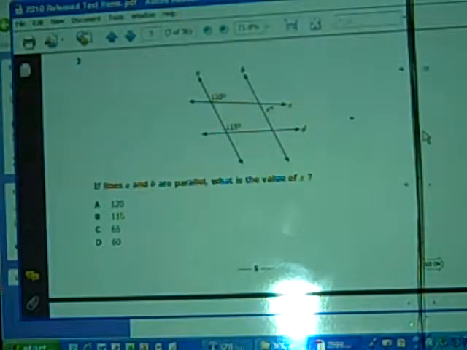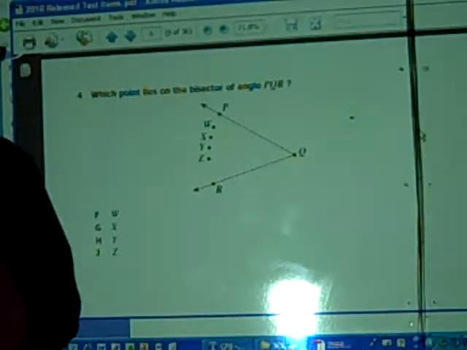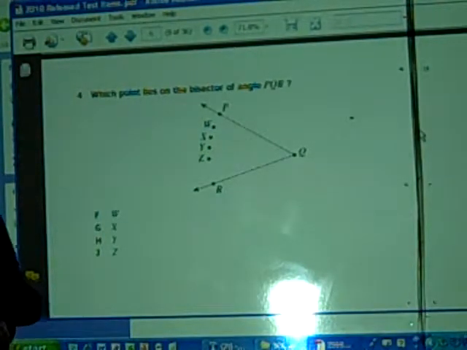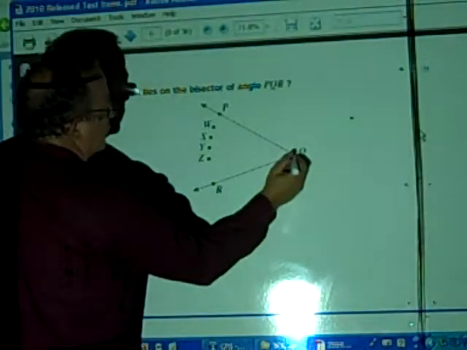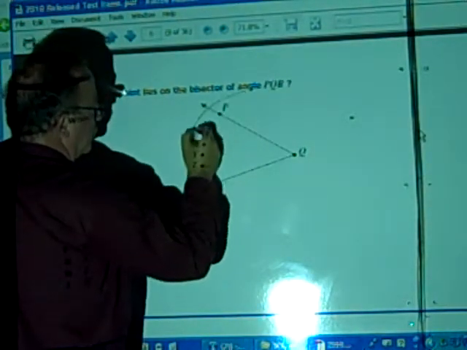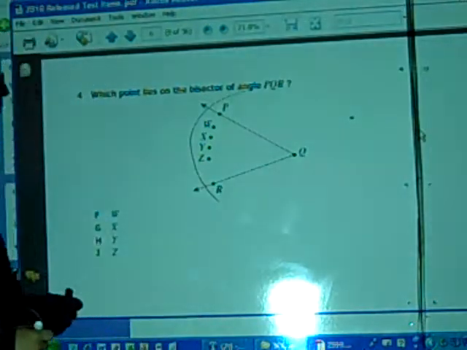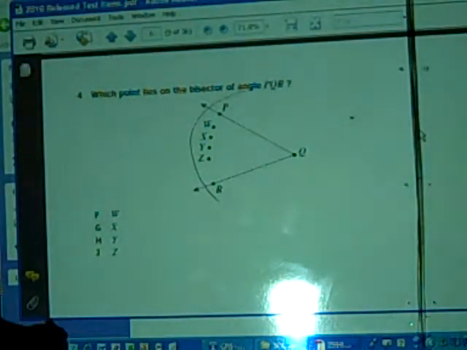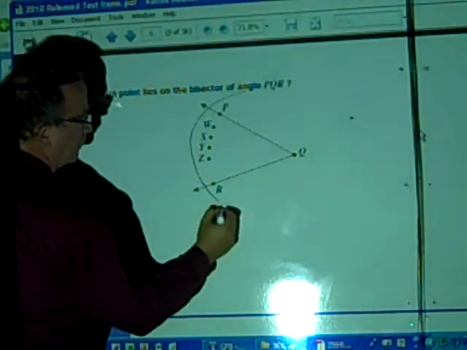Number 4. On this one it says, which point lies on the bisector of angle PQR? So here you're going to have to draw an angle bisector. The steps for an angle bisector, first of all, you're going to put your compass point here. You're going to draw an arc that intersects both of these line segments, or these rays. That's going to be step number 1.